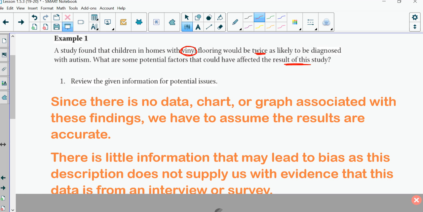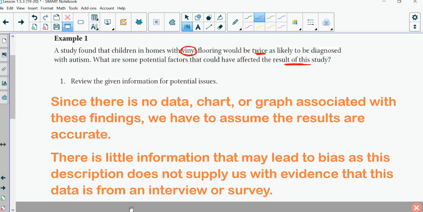Also, there's little information that may lead to bias, as this description does not supply us with evidence that this data is from an interview or survey. We will talk today about this word bias. The last example that we will talk about is bias versus unbiased results. So don't worry if you don't know that yet.